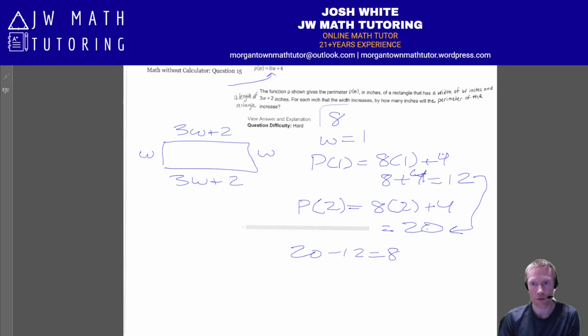So that's an alternate way to get the answer if you don't recognize the theoretical approach that I went through first. Again, this is using picking numbers. I just picked a value for the width, calculated the perimeter, increased that value by 1 inch, and then calculated the new perimeter and found the difference between them.